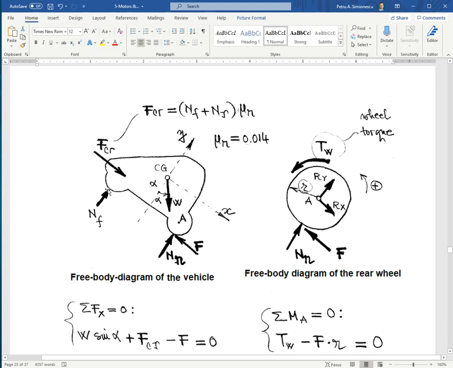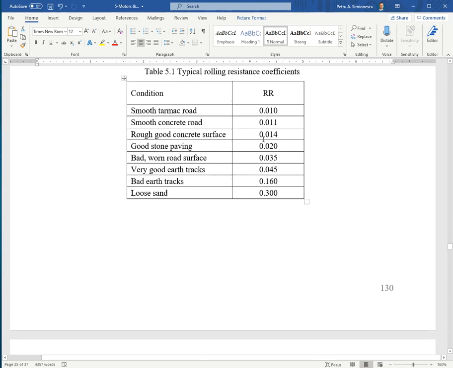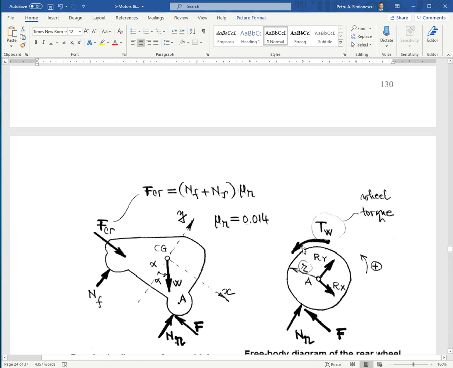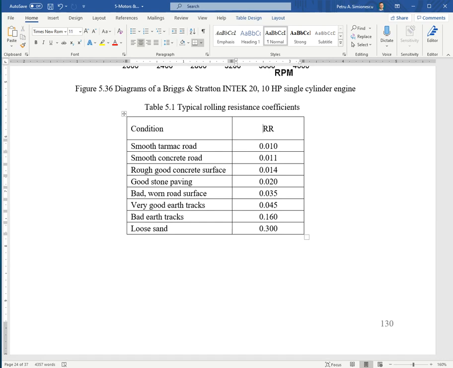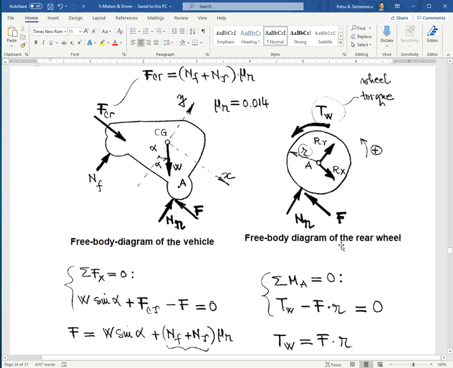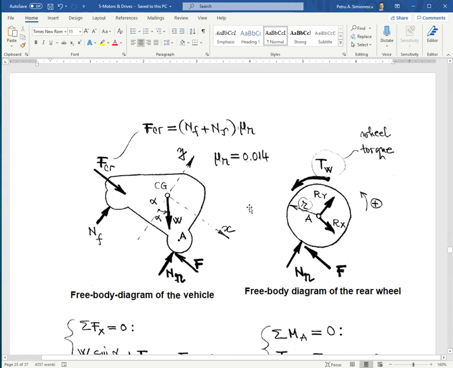But essentially, if the wheels are the same, assume the same coefficient of rolling resistance. I'm just taking the reaction of the front, the reaction of the rear, and multiplying by the coefficient of rolling resistance. I use mu r here, although here it's labeled RR. So I changed it, to use the same notation for the coefficient of rolling resistance in table 5.1 and in the text of the problem.